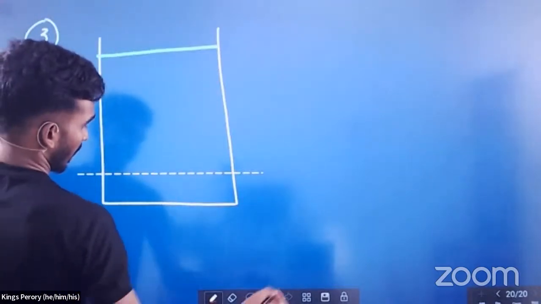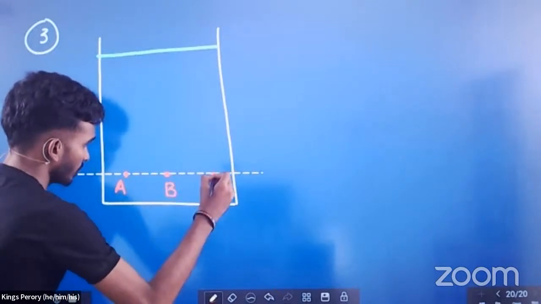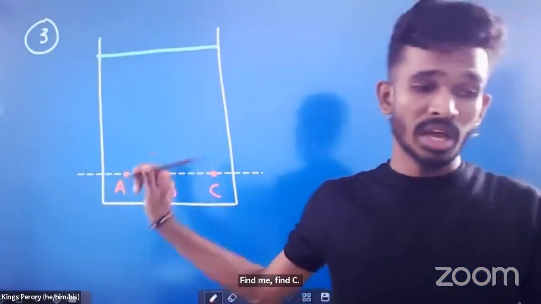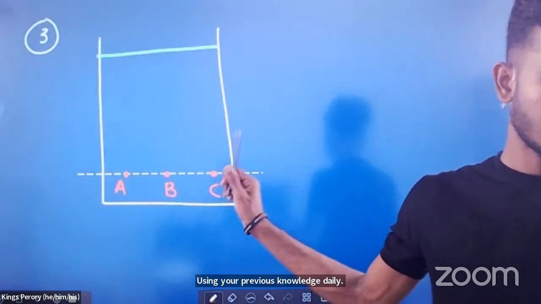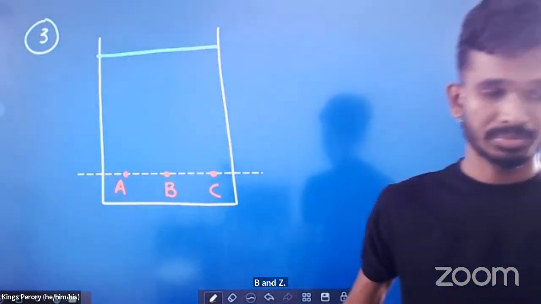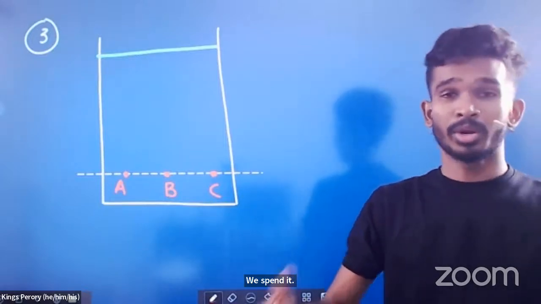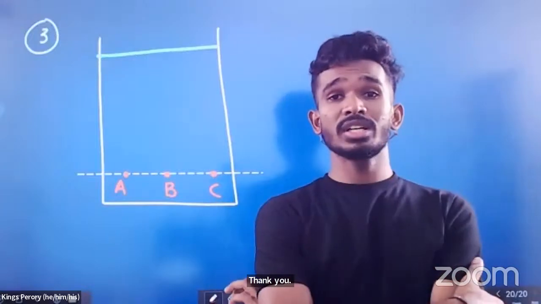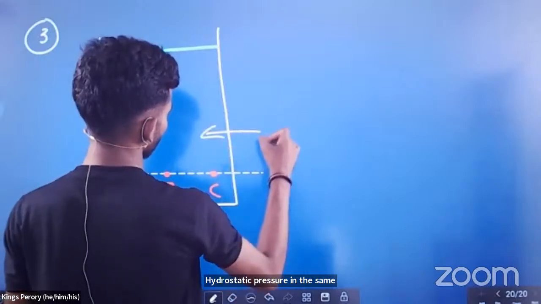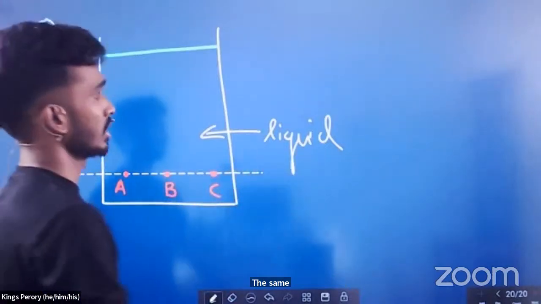Hi. I'll take several points: point A, point B, point C. Using your previous knowledge, tell me, what can you tell about the hydrostatic pressure at A, B, and C? Equal. It will be equal. Now put it in a nice sentence. Hydrostatic pressure in the same liquid, this liquid is the same, at the same level is equal.